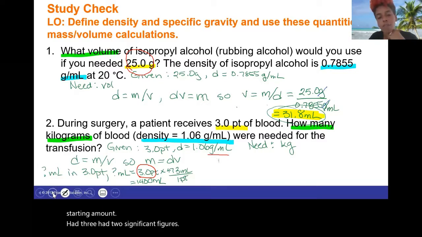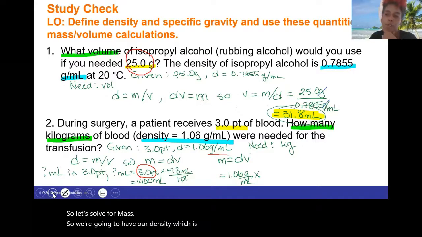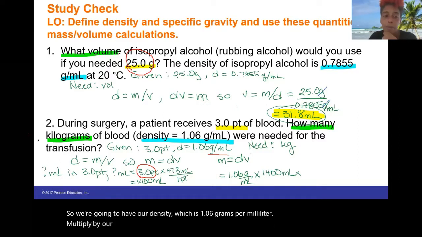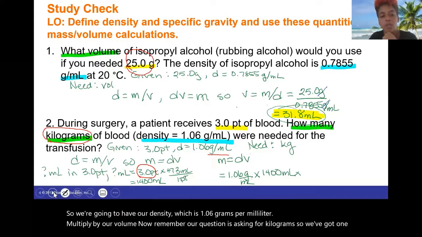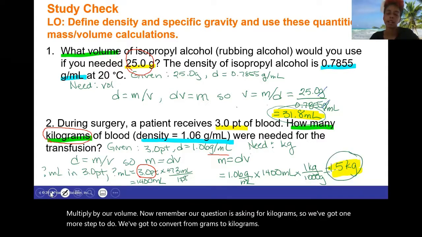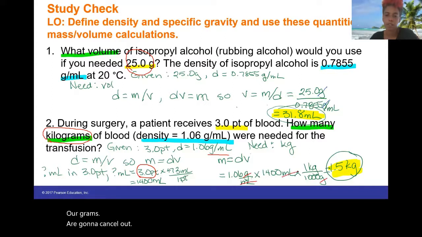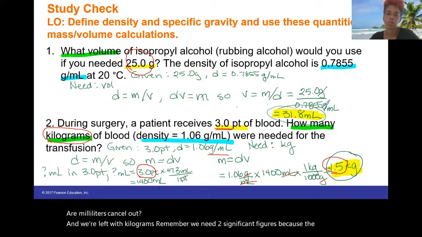So now let's solve for mass. So we're going to have our density, which is 1.06 grams per milliliter, multiplied by our volume. Now, remember, our question is asking for kilograms. So we've got one more step to do. We've got to convert from grams to kilograms. Notice that our grams are going to cancel out, our milliliters cancel out, and we're left with kilograms. Remember, we need two significant figures because the original amount that we started with was 2 sig figs.